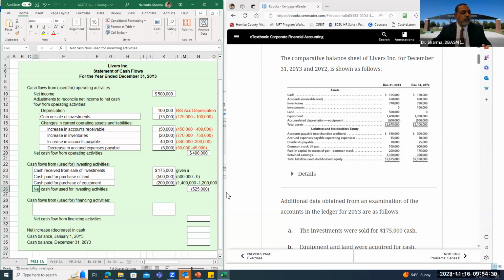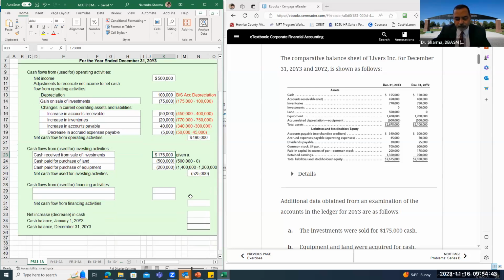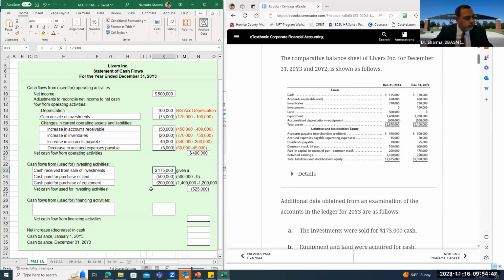So whenever you have that negative, that's what you are expected to use. Okay, so that is 525,000 negatives, because these were two negatives and one was positive. Net amount was 525,000. So now what we do is we move on to the financing activities.